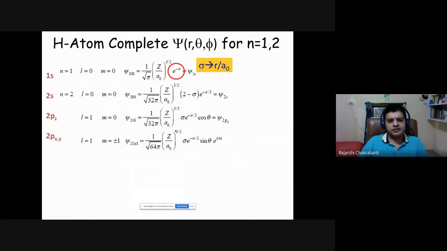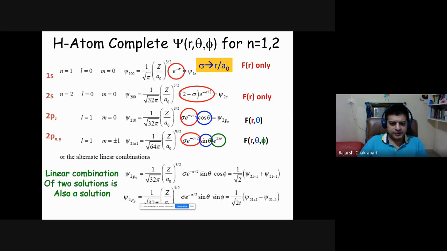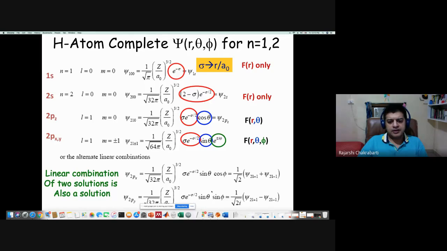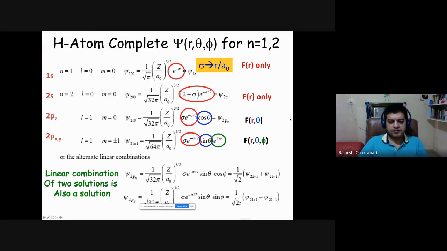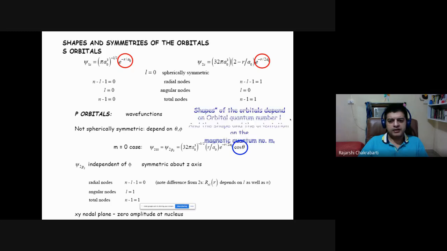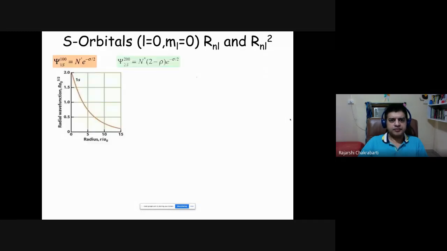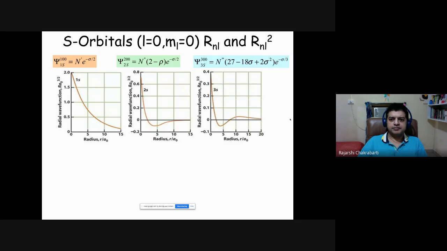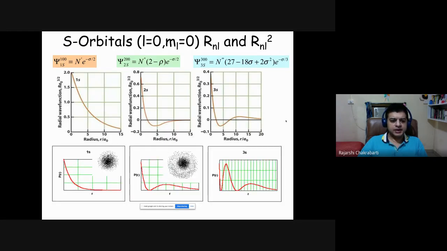This we have already discussed, isn't it? I'm not going to repeat. This is how you get phi 2px and phi 2py by taking a linear combination of these, isn't it? This we have done. These also we have done. And this is how it is done: 1s, 2s, plus, then minus.